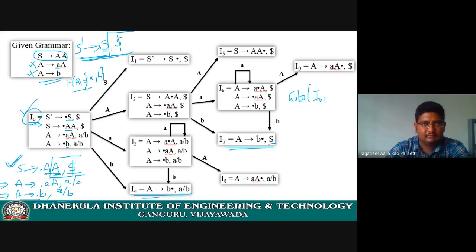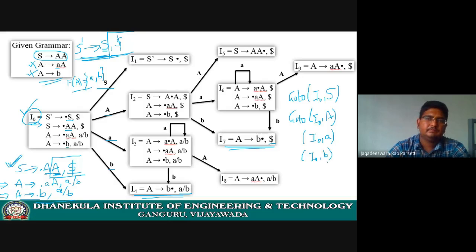So from I0, via capital S, I may lead to a new state. From I0, via capital A, I may get a new state. Similarly, via terminal a, via terminal b. So what I have to do is goto on I0 with respect to capital S, similarly goto on I0 with respect to capital A, again goto on I0 with respect to a, and the last one, I0 on b. It is the same thing we do in CLR, SLR and LR(0), but the structure of lookaheads and item sets is different.